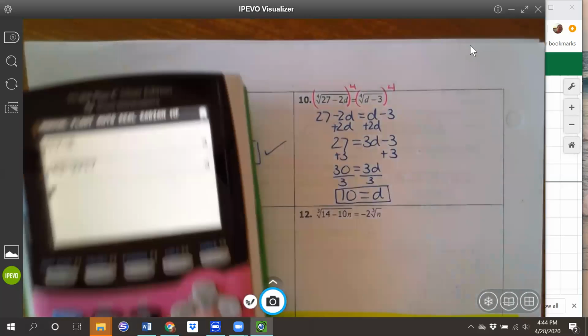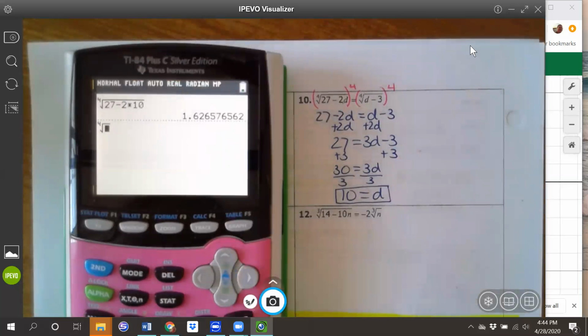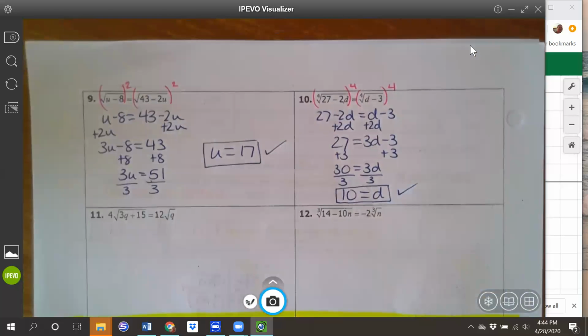Let me plug in. I need math, and number 5, I have a fourth root of 27 minus 2 times 10. That's the left side. I need a fourth root of 10 minus 3. That's the right side. So both sides are equal to each other. That one looks good.